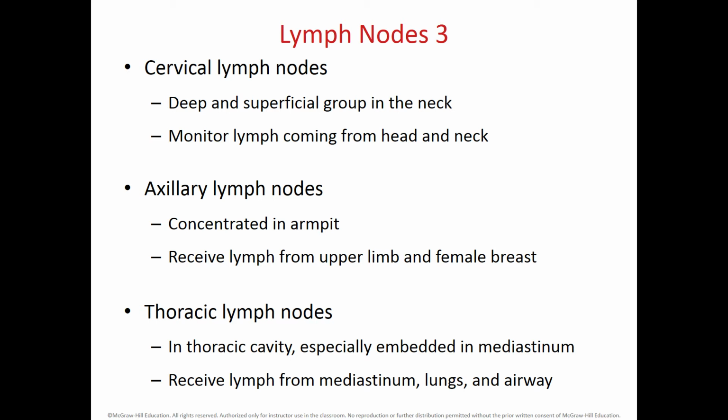Now, the axillary lymph nodes are located within the armpit. They will receive the lymph from the upper limb and, in females, from the breast, and they will help as well to detect any problems within these areas. And if anything is wrong, you expect to have inflammation of these lymph nodes.